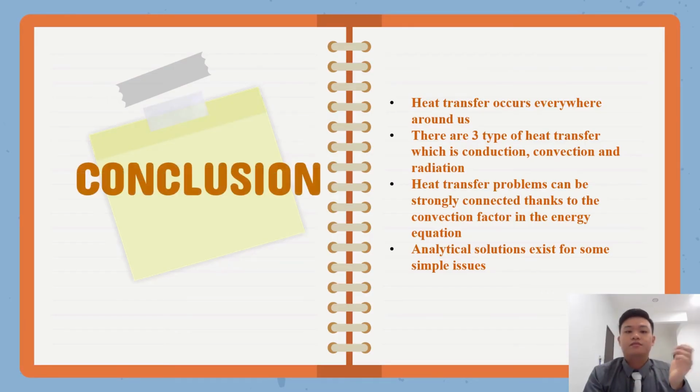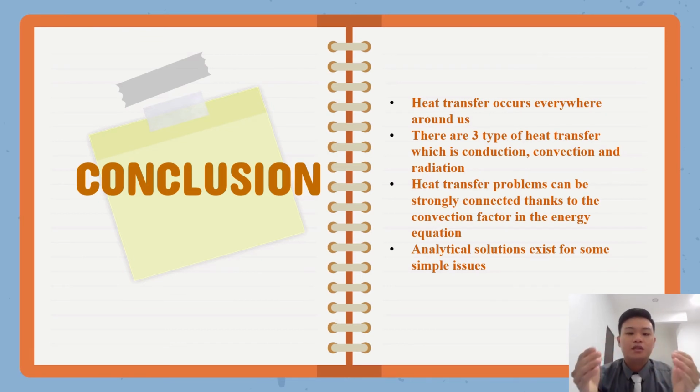Conclusion. As you can see from the video that our group has made, heat transmission occurs everywhere around us. Although it may go unnoticed, it has a significant impact on our life. The study of thermal energy flow is also known as heat transfer. Conduction, convection, and radiation are the three types of heat transfer that our group has learned.